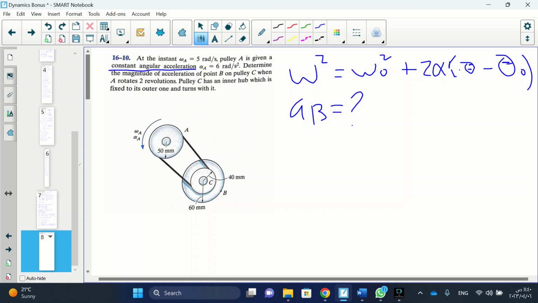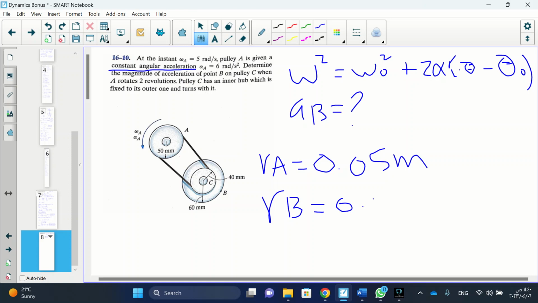Let's convert first the radius. RA is equal to 0.05 meter. RB is equal to 0.06 meter, and RC is equal to 0.04 meter.